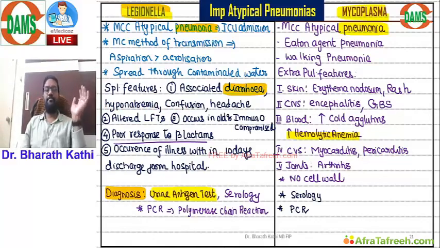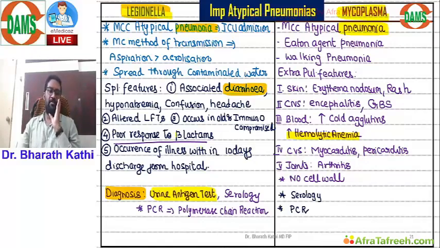So this will be the difference in presentation of Legionella and Mycoplasma. Legionella special features you should keep in mind: diarrhea, hyponatremia, confusion, headache, altered LFTs, occurrence in old and immunocompromised, poor response to beta-lactams, occurrence of illness within 10 days of discharge from hospital. Whereas Mycoplasma, there can be presence of extrapulmonary features. Then how to treat this disease? How to treat Legionella, Mycoplasma?